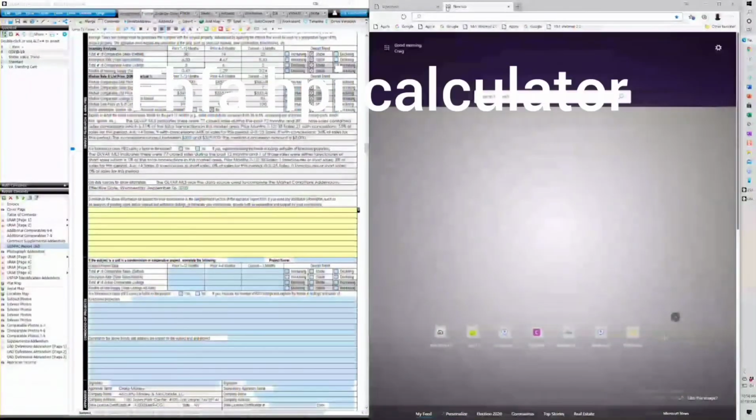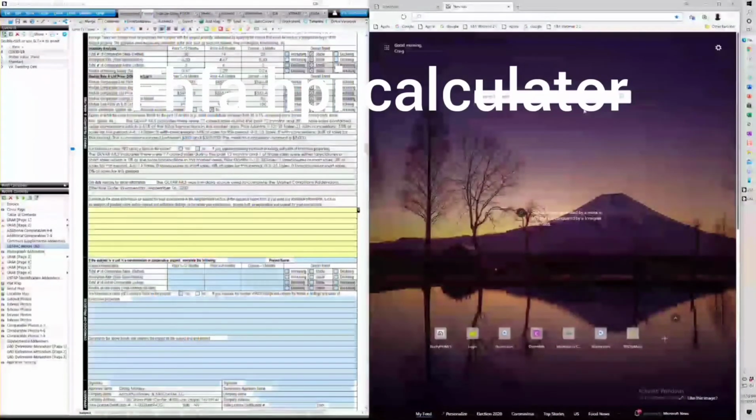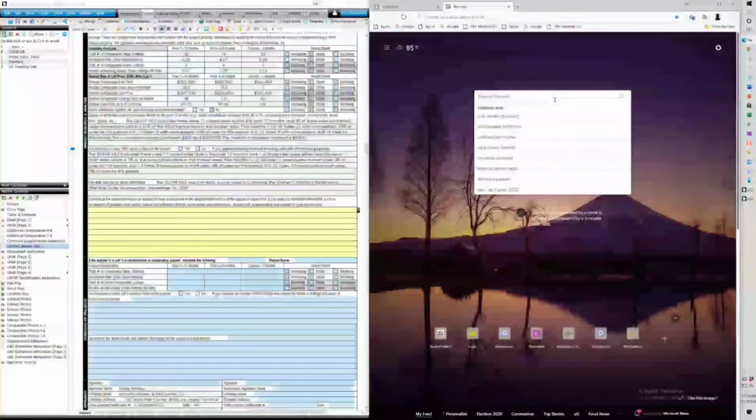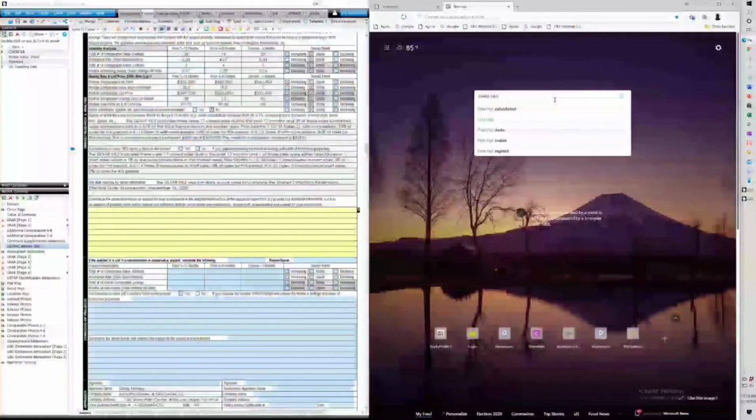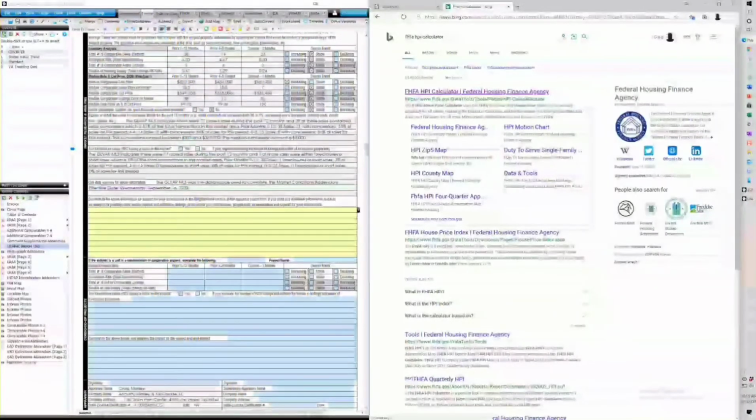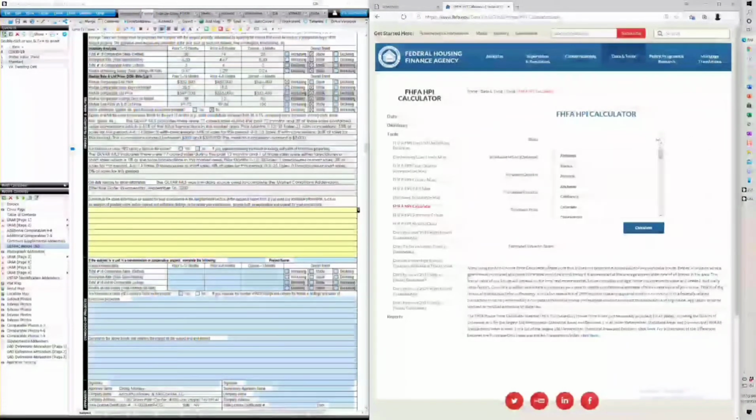So if you were asked to appraise this property and you're trying to get an idea of what the likely price point is to be, you can go to the Federal Housing Finance Agency's HPI Calculator. It's FHFA HPI Calculator. And when you go there, open up the site, and you will determine which state the property is located in. So find your state, and then you can pick the metro area.